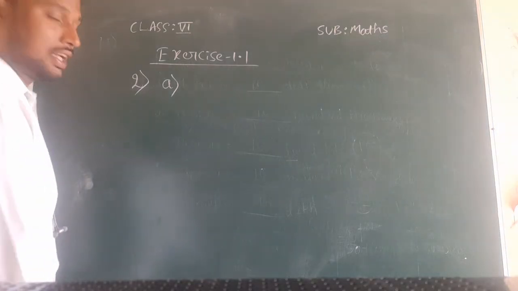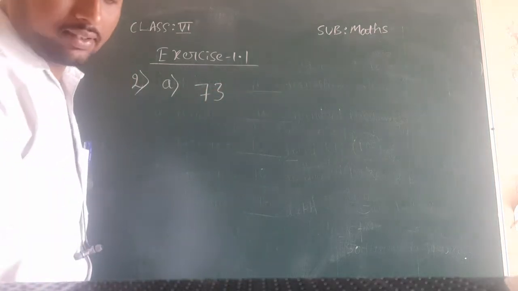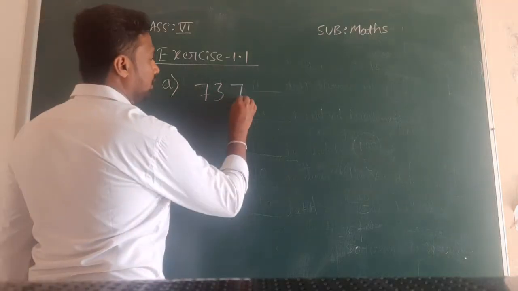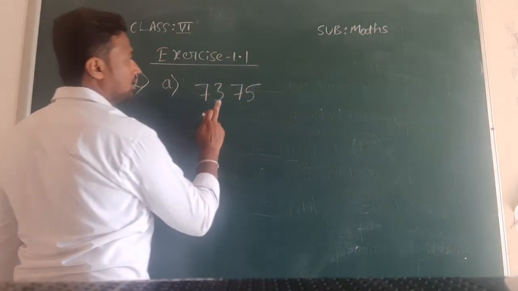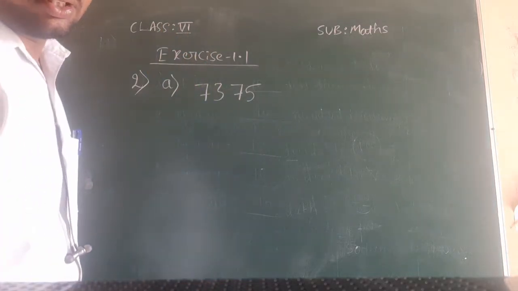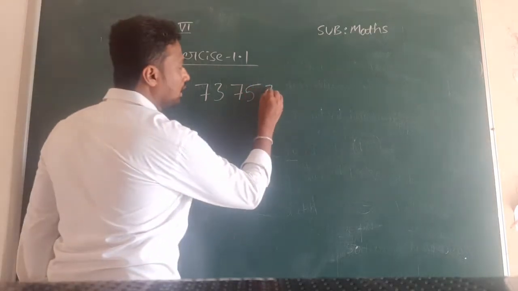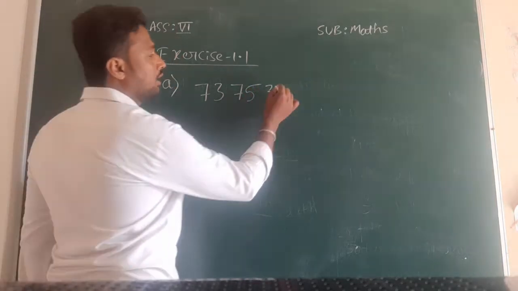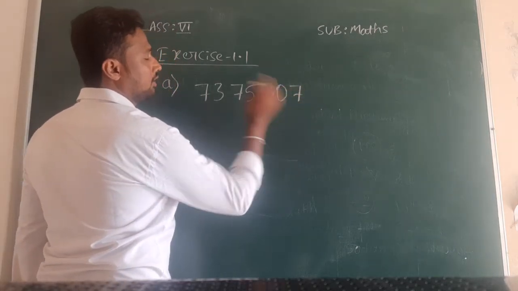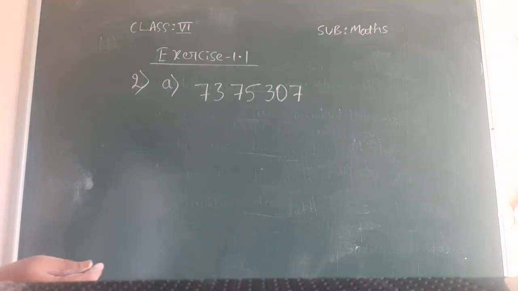So 73 lakh means first I will write 73 lakh. Next, 75,000. So after 73, I have to write 75,000. 73 lakh, 75,000. Next, 307. 307 means 3, I will write 307. In the tens place there is no value. 307. Okay. So now we will use commas according to the Indian system of numeration.